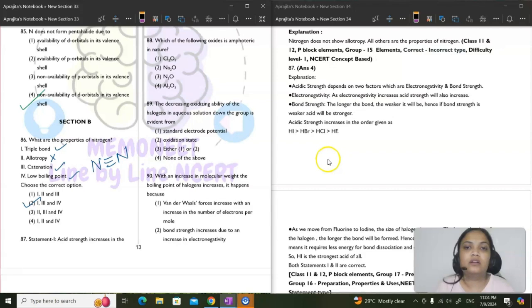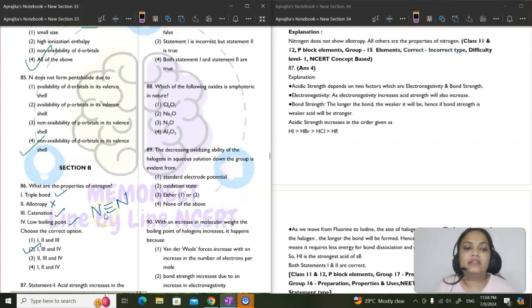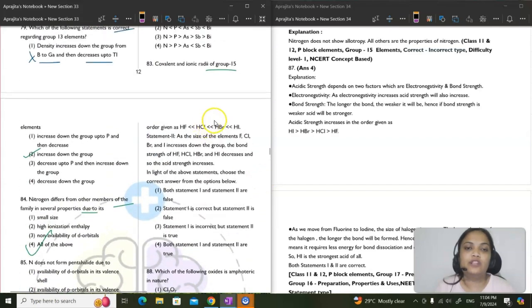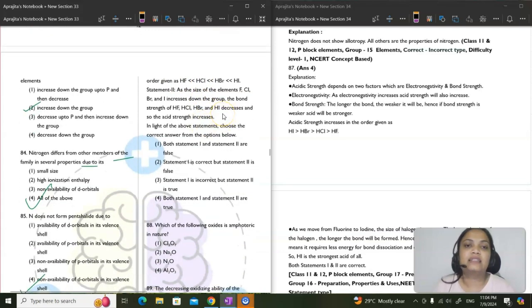Next, question number 87. Acidic strength increases in the order HF to HCl to HBr to HI. Statement 2. As the size of the elements increases down the group, the bond strength decreases and the acidic strength increases. So again, the acidic strength depends on two factors, that is electronegativity and bond strength. So of course, if the electronegativity is increasing, the acidic strength will also increase.